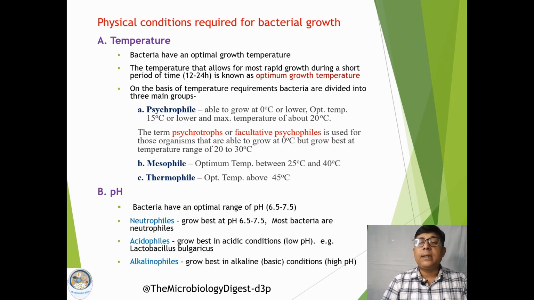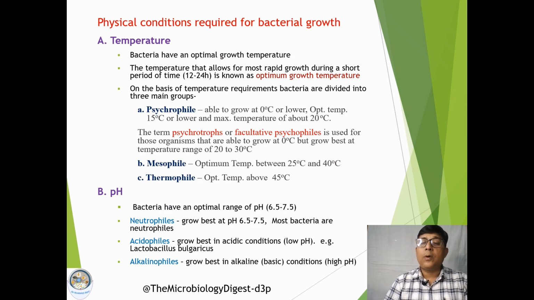These are organisms that are able to grow at 0 degrees, but they grow best at a temperature range of 20 to 30 degrees centigrade. Although they are included under the group psychrophiles, their optimum growth temperature is 20 to 30 degrees. They can grow at 0 degrees, there is no doubt about that, but their optimum growth temperature is 20 to 30 degrees centigrade.